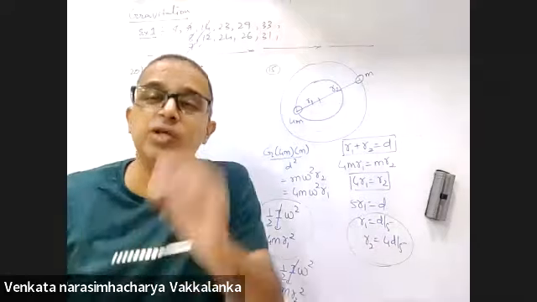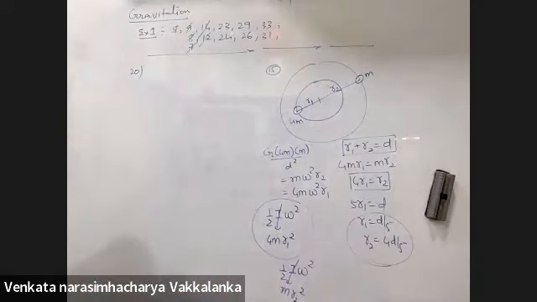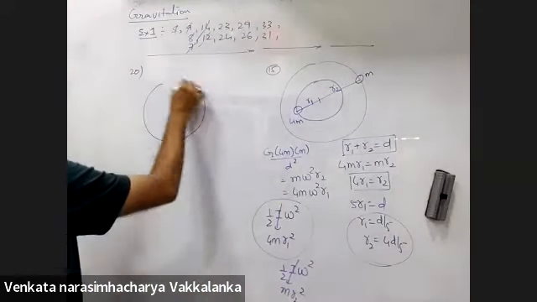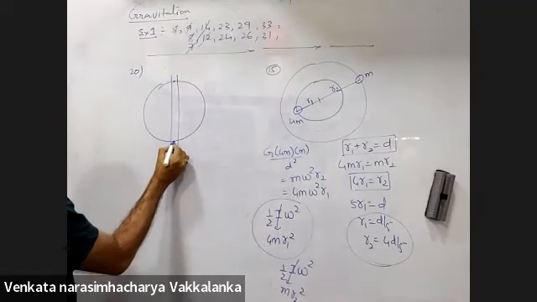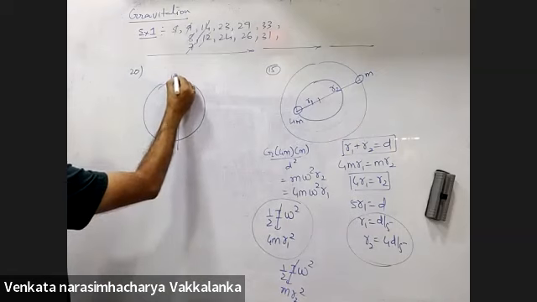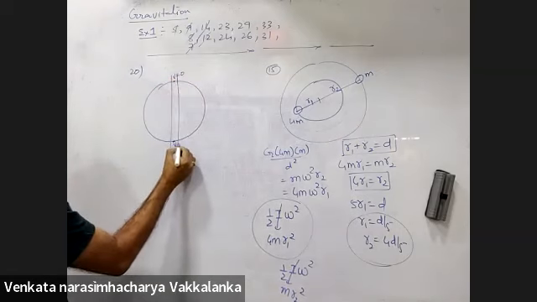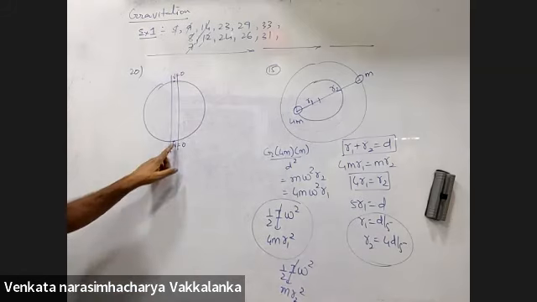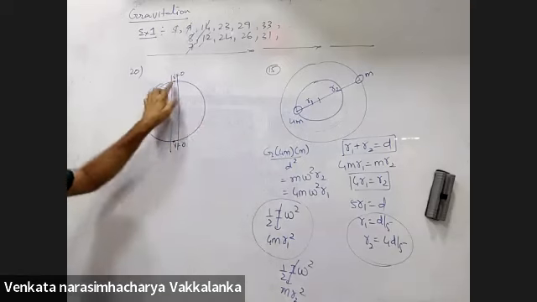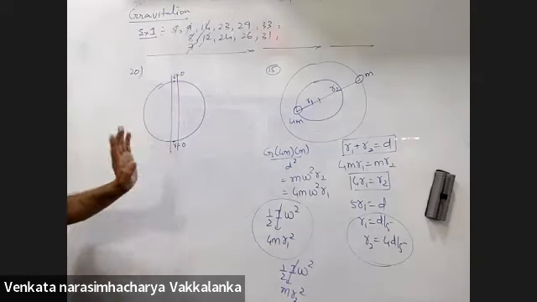Which option do you have for the 20th? If you dig a tunnel this way, you drop a body here. Why will it come out with velocity here? If velocity here is 0, this will also be 0. In the first option he is saying, you drop a particle at one end and it will emerge from the other side with the velocity. If the velocity is 0 here, velocity will be 0 there.